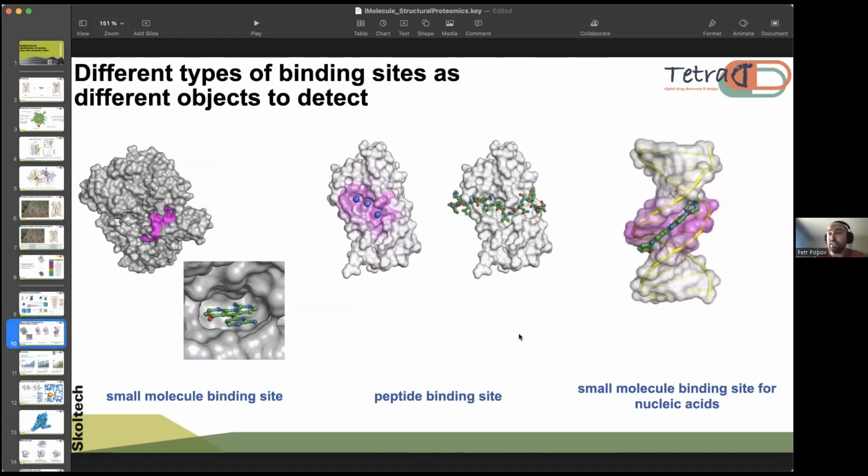The next interesting thing is that binding sites generally differ with respect to the ligand type or the macromolecular type, and we can consider different types of binding sites as different objects to detect. For example, the binding site for a small molecule in most cases corresponds to some cavity, but for peptide binding sites, it's different. They are very often elongated in shape. And if we consider non-protein pharmacological targets like RNA or DNA, these are completely different atomic structures, so we do need a different colorization scheme.